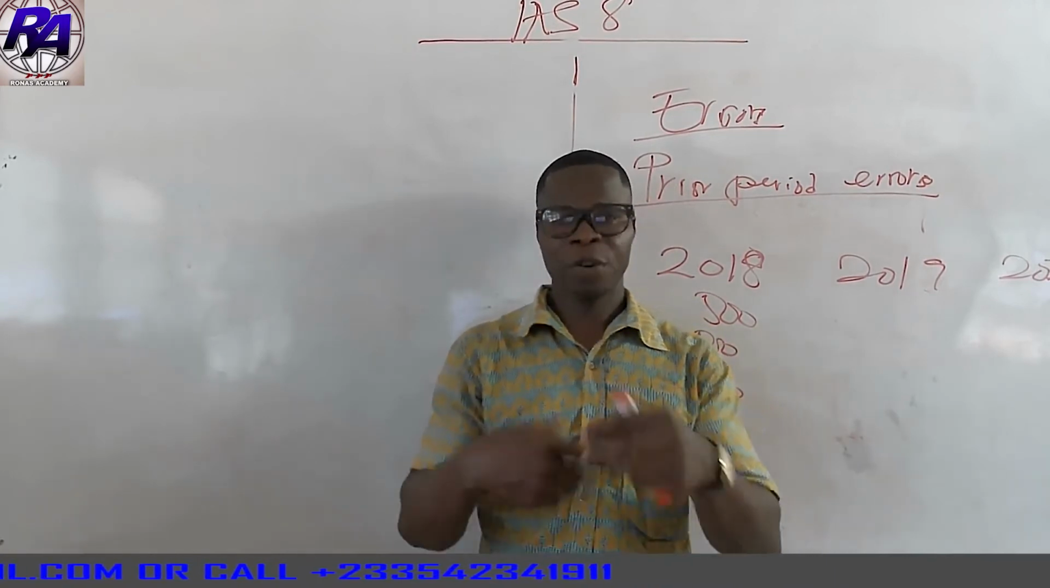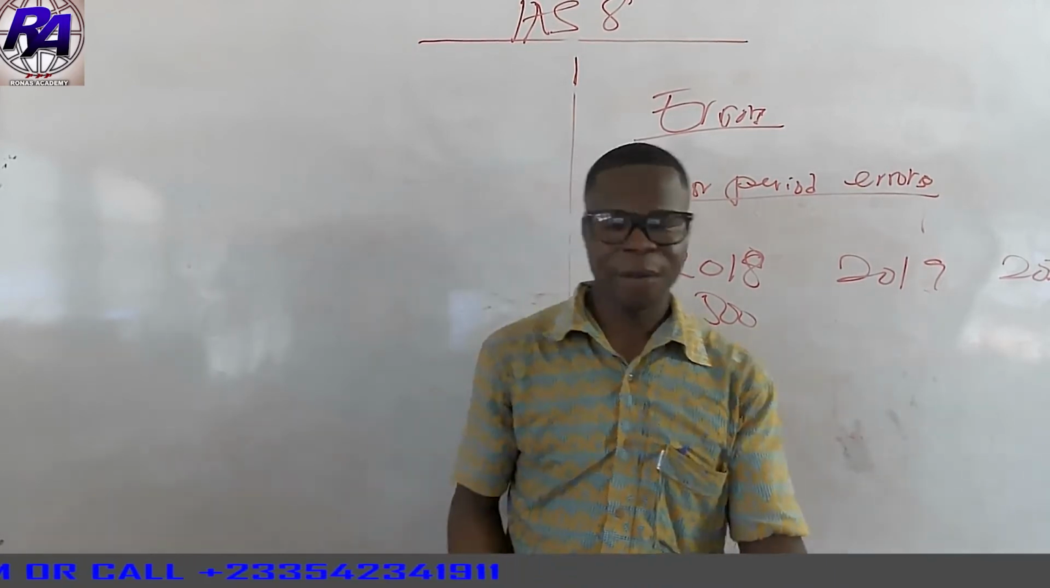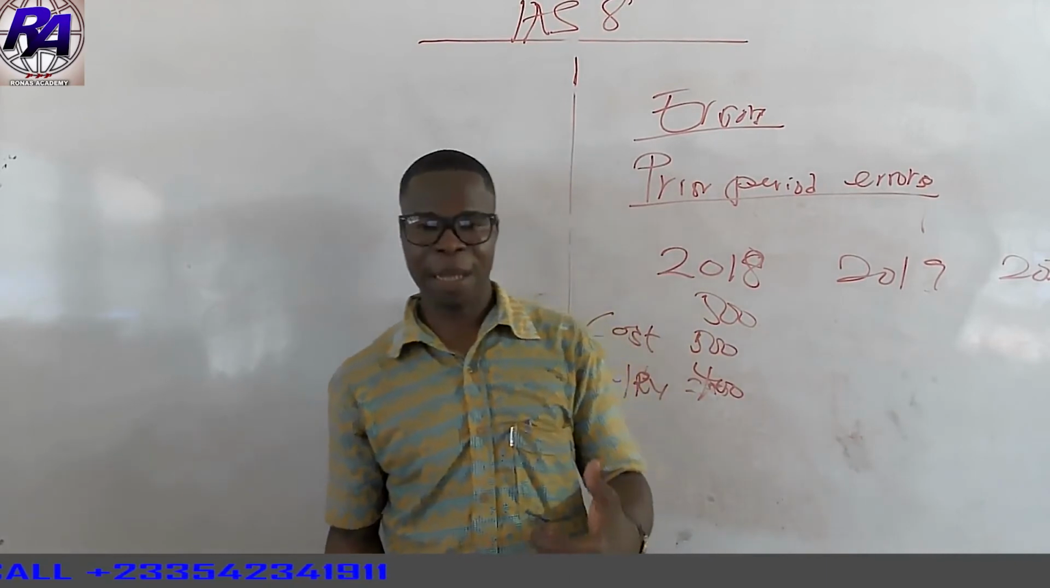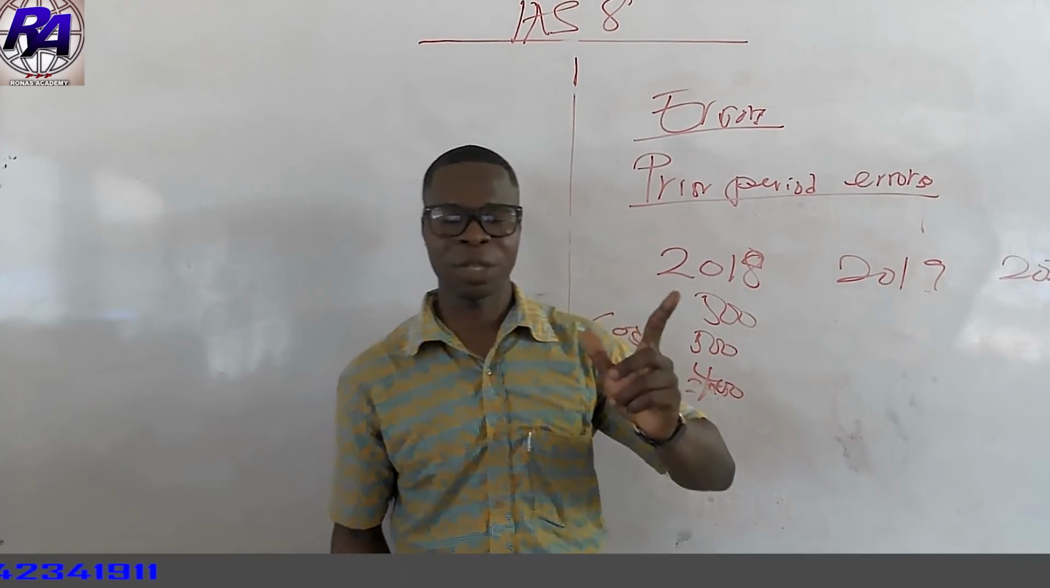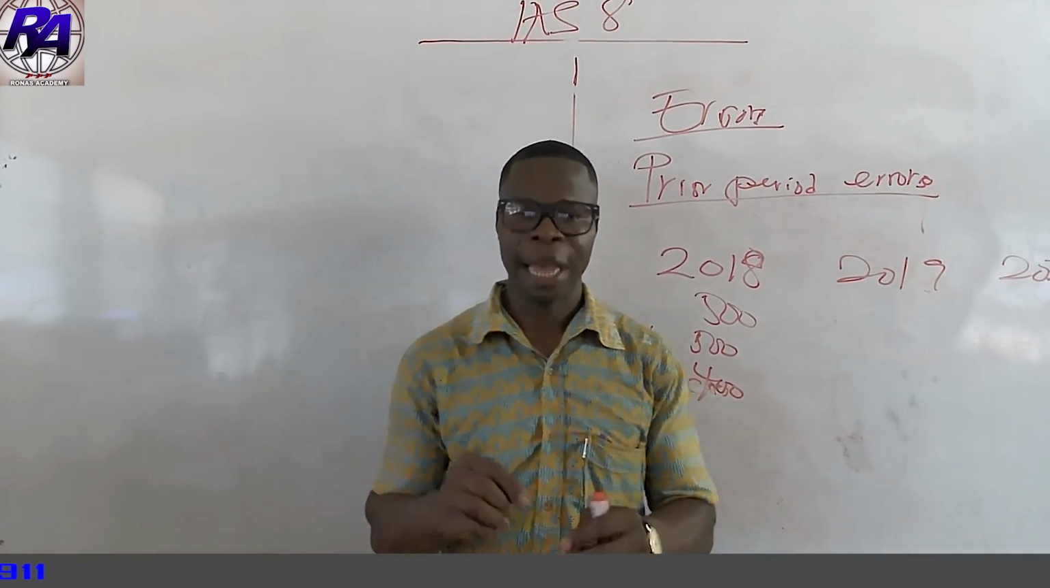Remember that we have errors that will occur currently, but if it is a prior period error, for that matter, it happened previously, then you have to go back and correct that error as if it has never happened. That is about IAS 8.